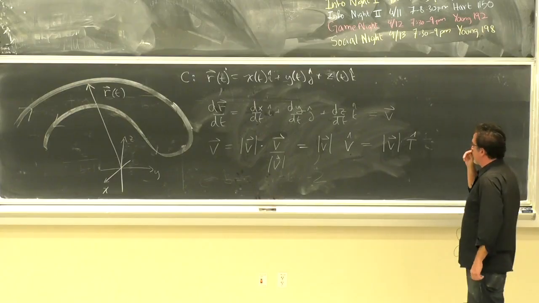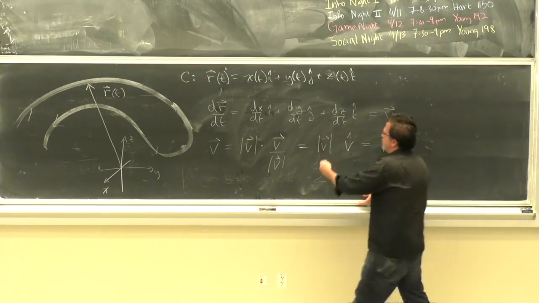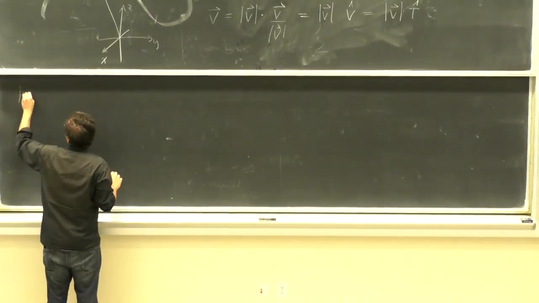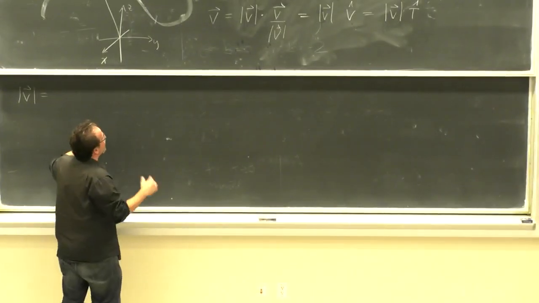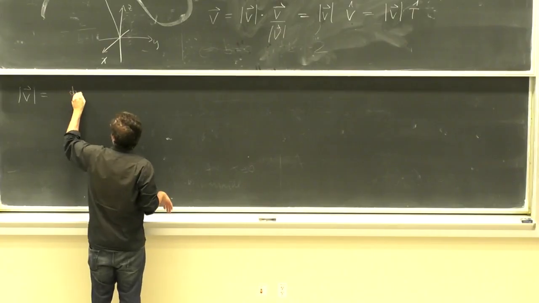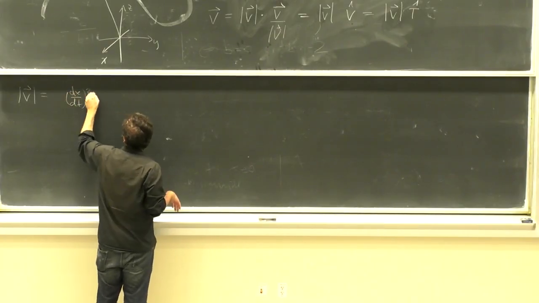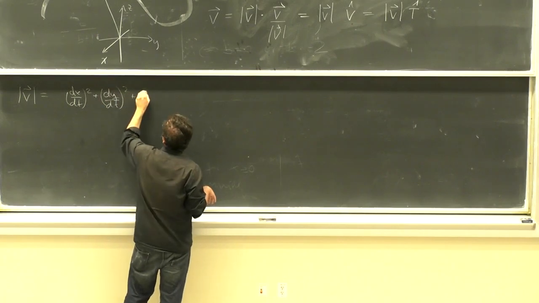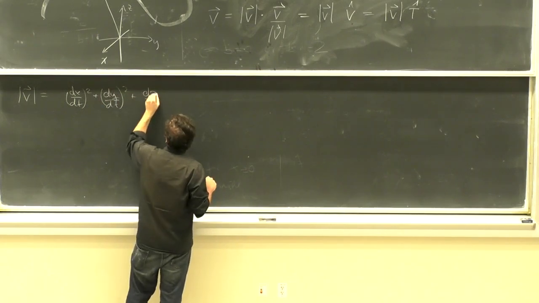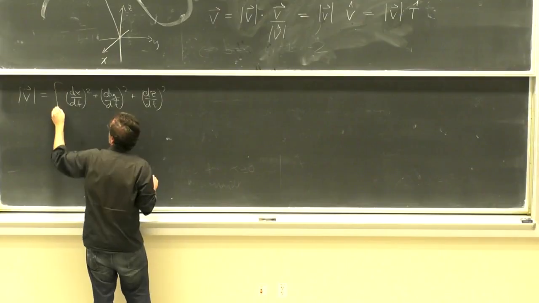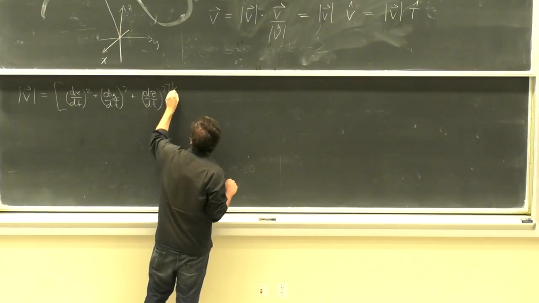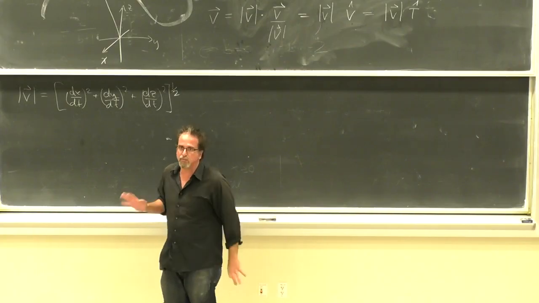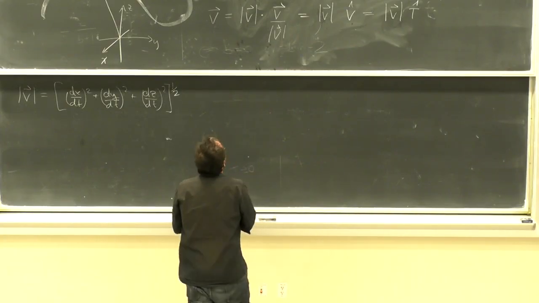Let me finish this. What is the magnitude of v? The magnitude of v is, by Pythagoras' theorem, (dx/dt) squared plus (dy/dt) squared plus (dz/dt) squared, all to the power of 1/2, so the square root of this. And I could write the direction vector out too. It's just a bit of algebra. It's not a big deal. You can figure that out.